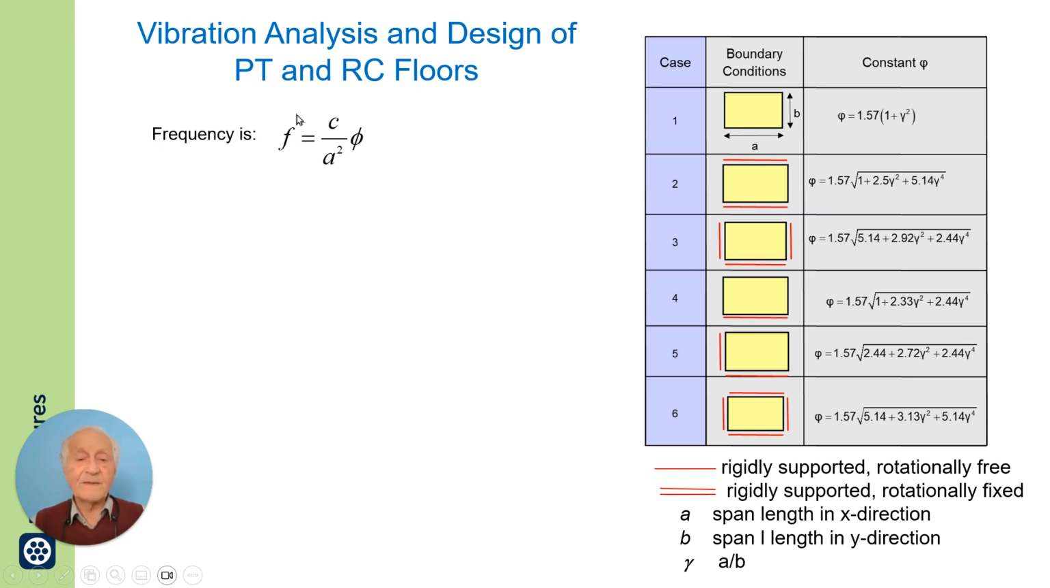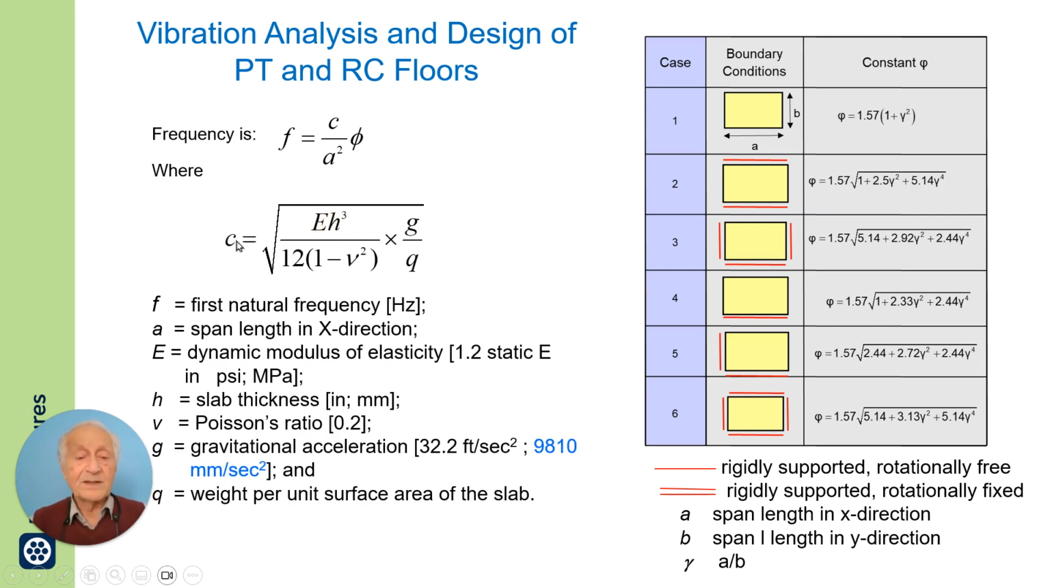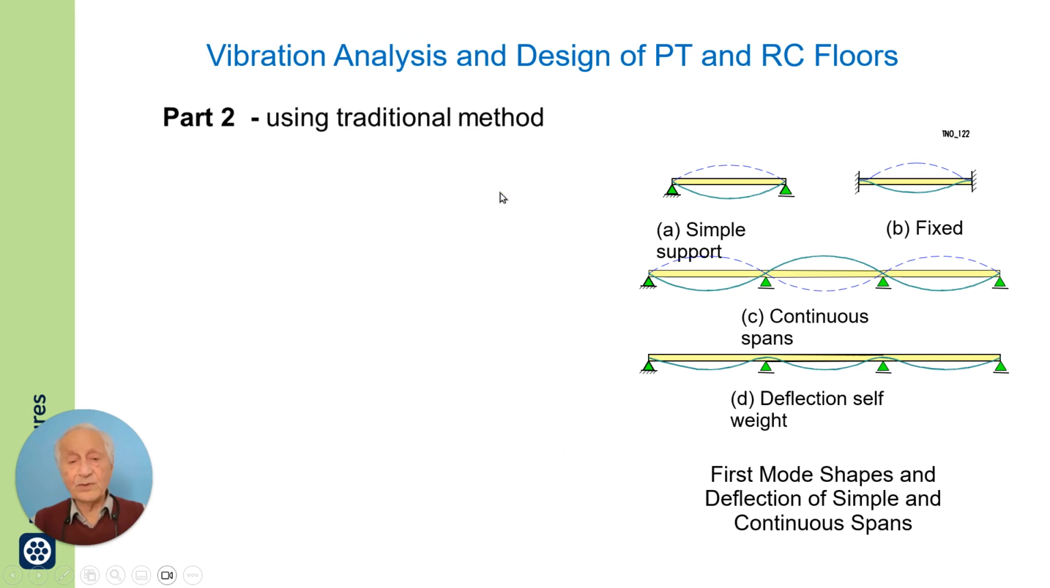We are after frequency. This is the span. C is a constant, which depends on other elements that come into the picture. C relates on the modulus of elasticity, slab thickness, load, Poisson's ratio, and so on. The parameters are given here. Once you have the value of constant C for the panel, you find the frequency, and then the rest of it is like what we had before.